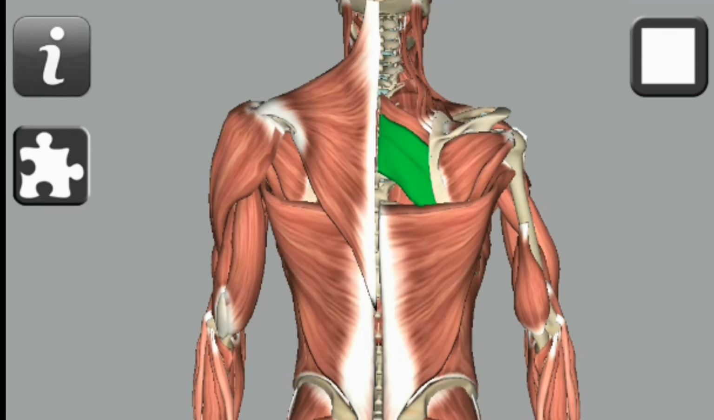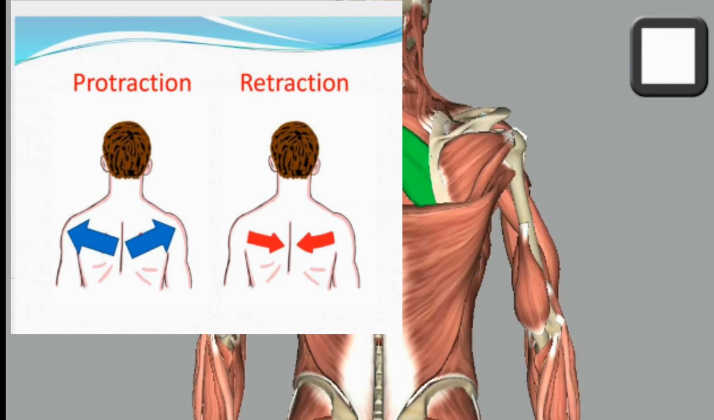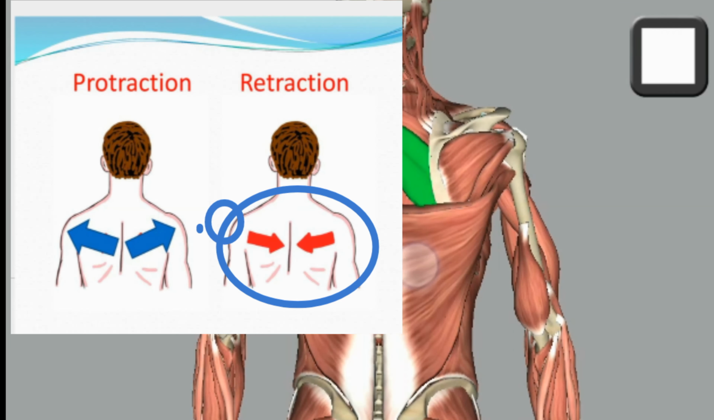And this is the rhomboid major muscle, which originates from the spines of T2 to T5 vertebrae and supraspinous ligaments and is inserted into the medial border of the scapula below the root of the spine. And both of these two muscles, rhomboid minor and rhomboid major, play the same role, which is the retraction of the scapula.